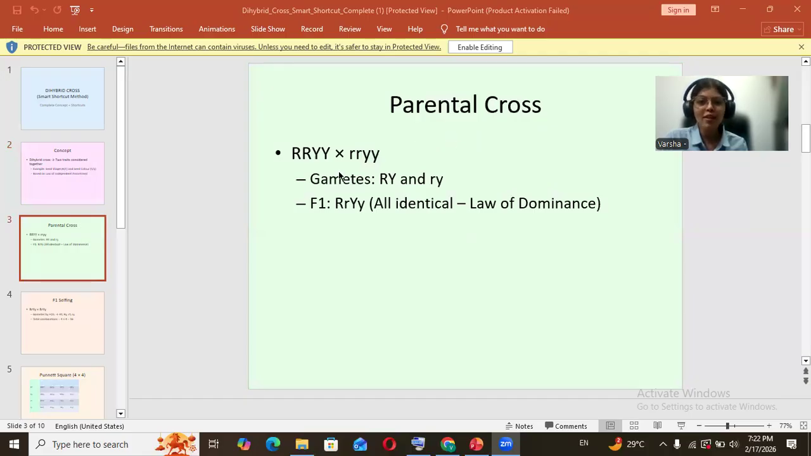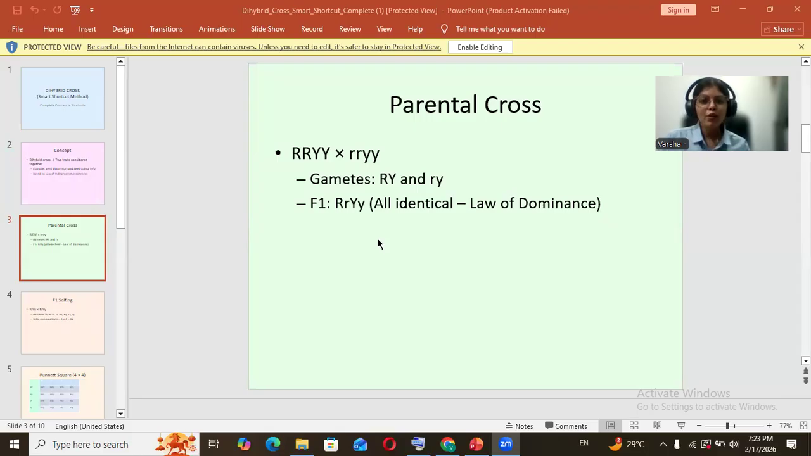Now, for the parents. Parents are always taken as true breeders. It means there is no contamination of multiple alleles in them. As you can see, capital RRYY has only one type of allele for both characters, and similarly small rryy has one type of allele for both characters. So the gametes formed from them will be only one kind each: capital R, capital Y from one parent, and small r, small y from the other parent.